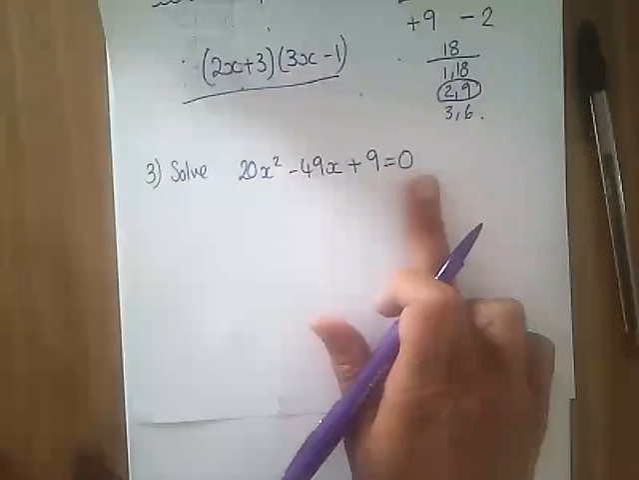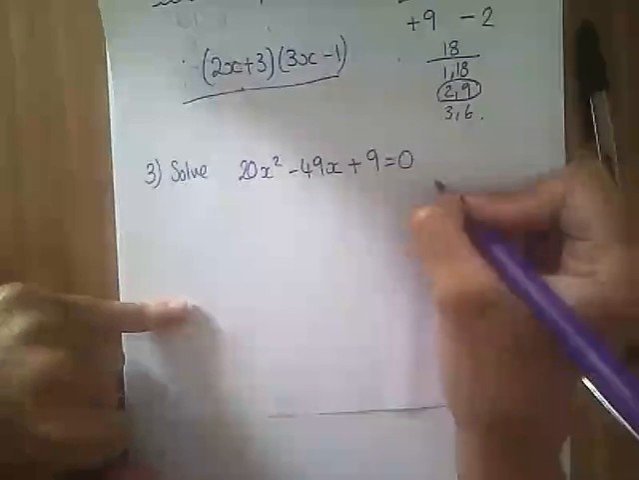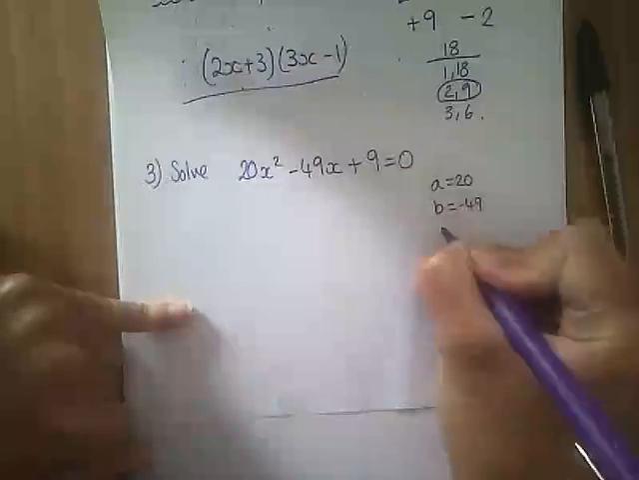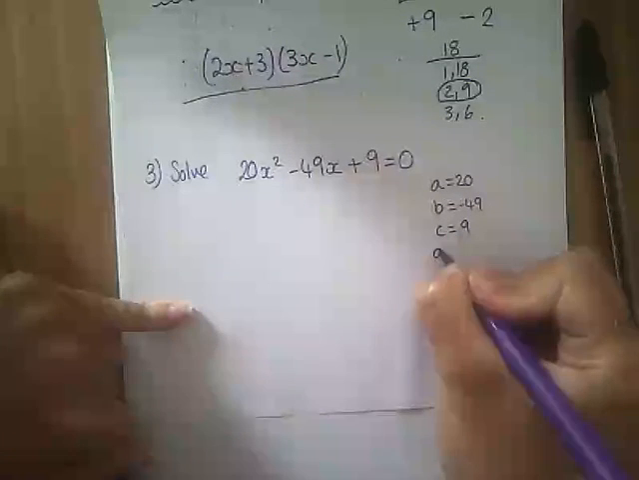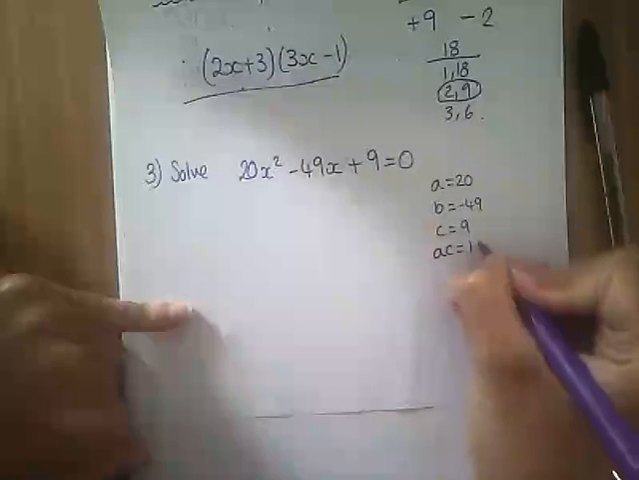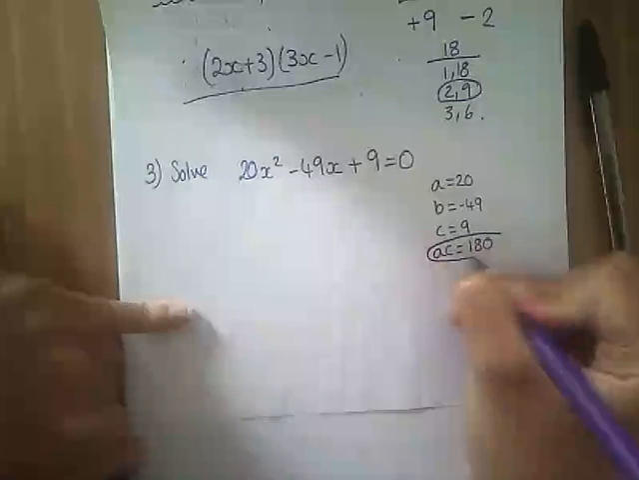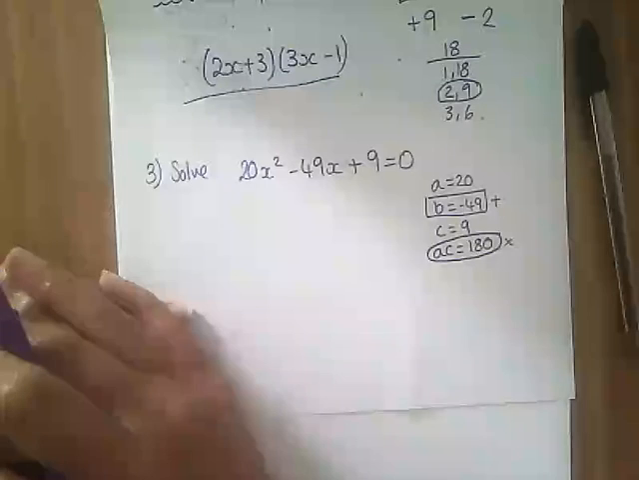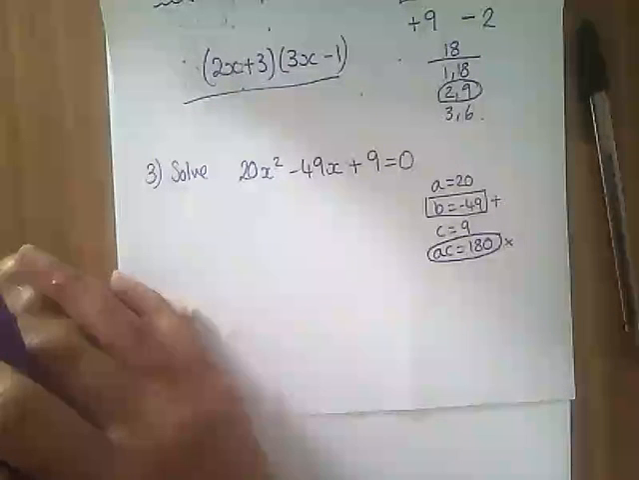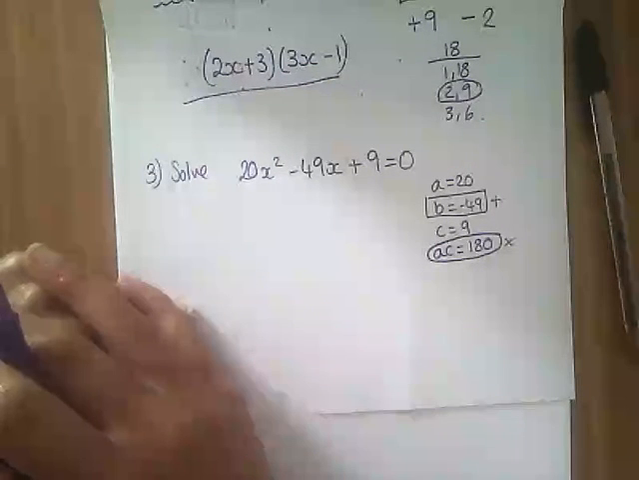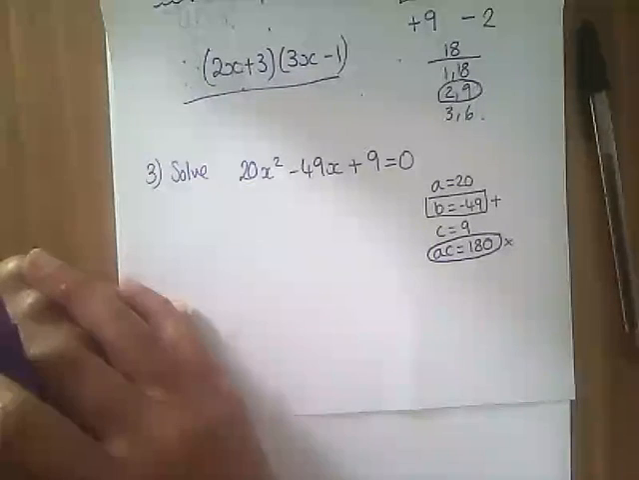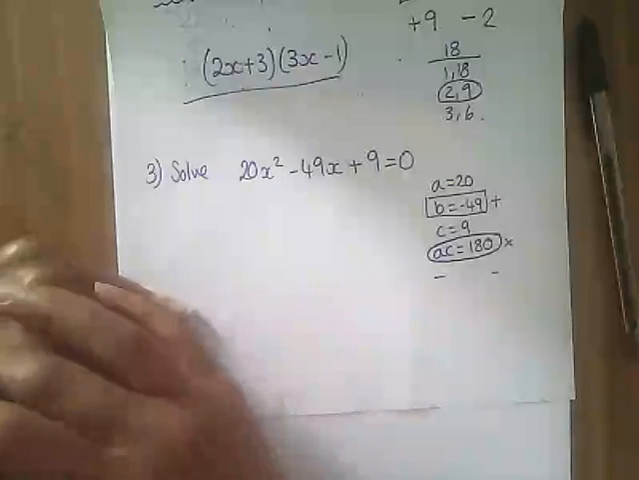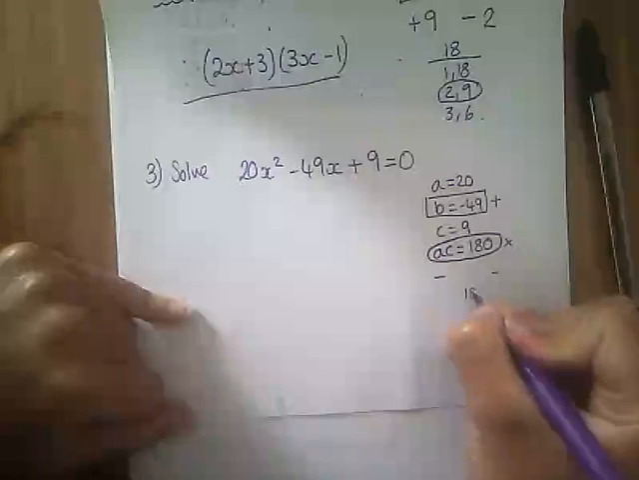So here we go. We're going to write down A, B and C. So A is 20, B is minus 49, C is 9, AC is 180. So we've got a times to get 180, add to get minus 49. If they've got to times to get a positive, the only way we can times to get a positive is to either have two positives or two negatives. And given they have to add to get a negative, they're going to have to be two negatives. Okay? Think of your factors of 180.